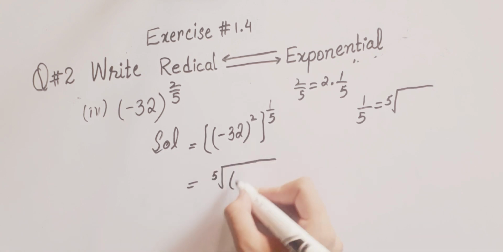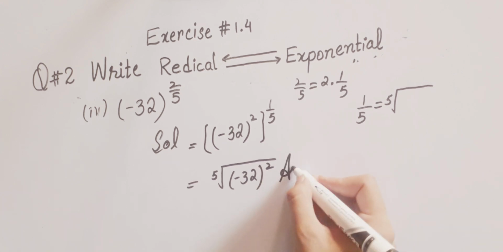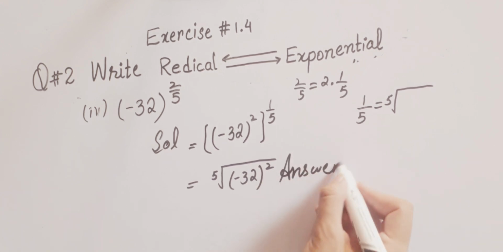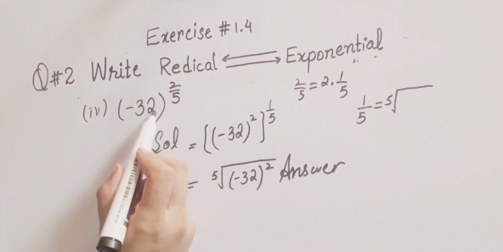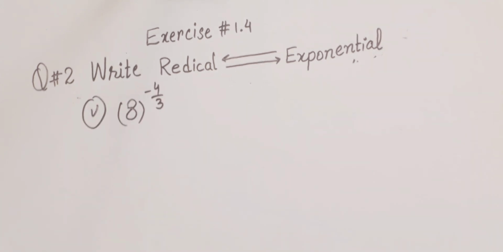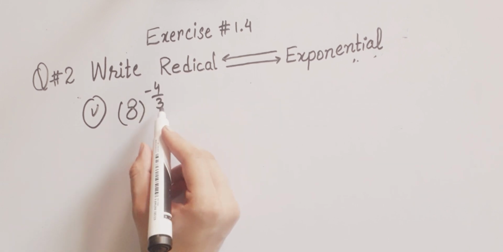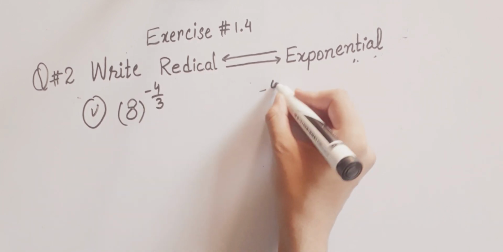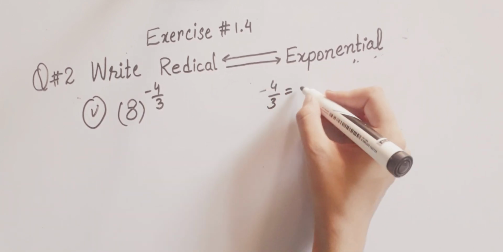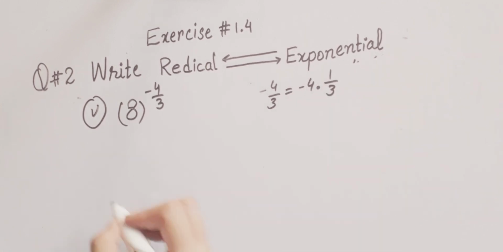So minus 32 power 2, this is the answer. We have converted exponential form into a radical form. Now part number 5 is 8 power minus 4 by 3. We will also split minus 4 by 3 as minus 4 into 1 by 3.